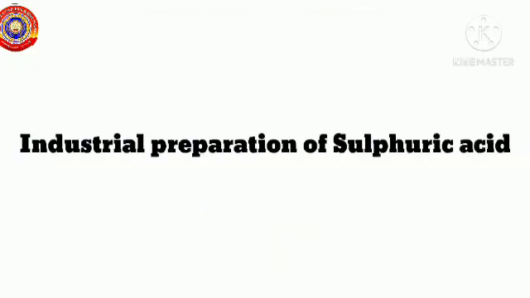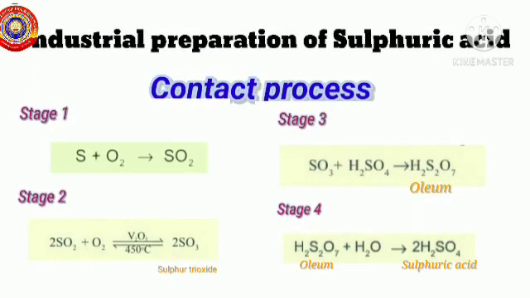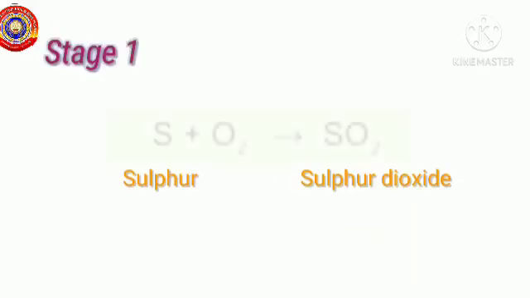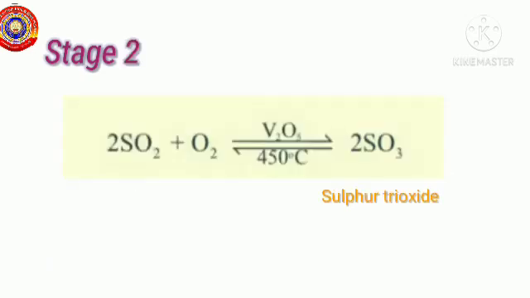Now let us learn about the industrial preparation of sulfuric acid. Sulfuric acid is industrially prepared by the contact process. There are different stages in this process. Let's learn one by one. In the first stage, sulfur, the raw material, is burnt in oxygen to produce sulfur dioxide. The sulfur dioxide is allowed to combine with oxygen in the presence of vanadium pentoxide as a catalyst at a temperature of 450 degrees Celsius to produce sulfur trioxide.